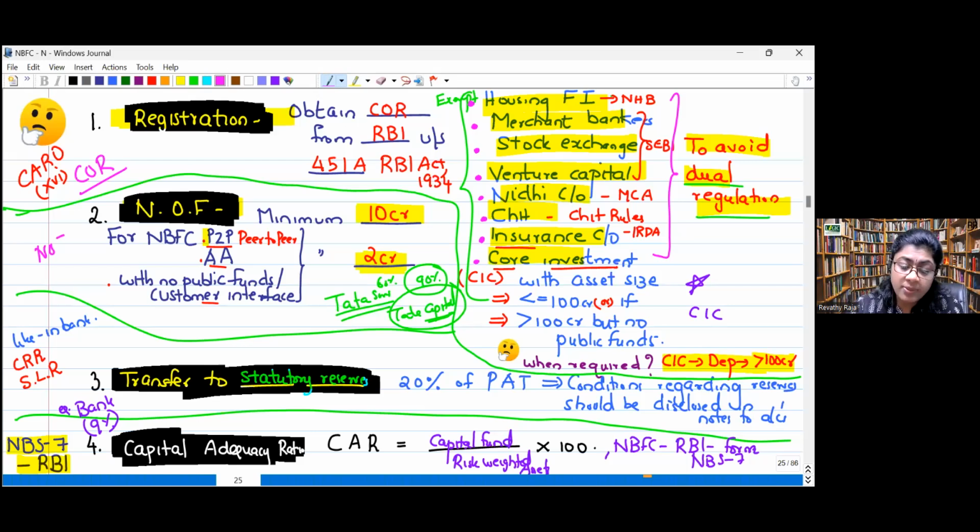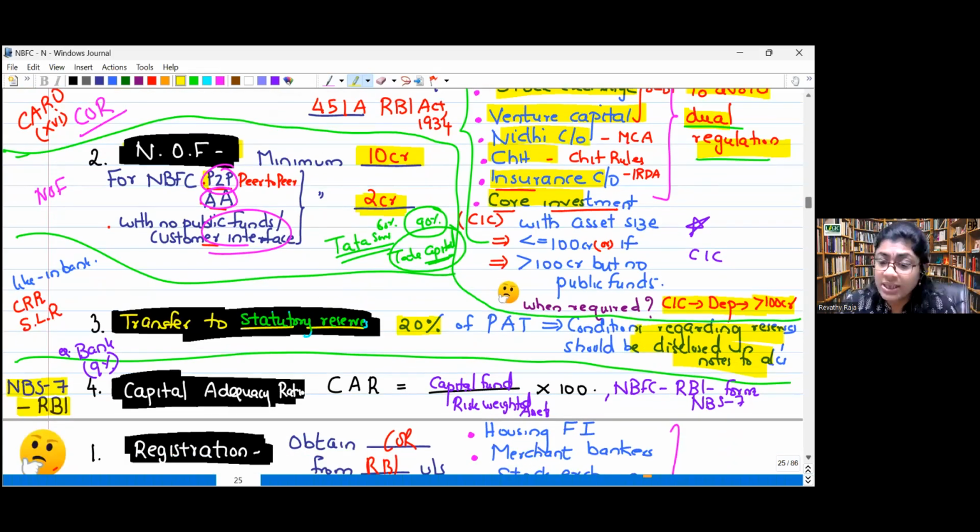Second, what is the minimum net owned funds? It is 10 crore. You remember the NBFCs which we grouped into 3 small NBFCs, P2P, AA, having no public funds. For them, instead of 10, it is 2 crore. How much amount should you transfer to reserve every year out of PAT, profit after tax? 20. Now, can you utilize this for general purposes? No. For what you use it, you have to disclose in the notes.